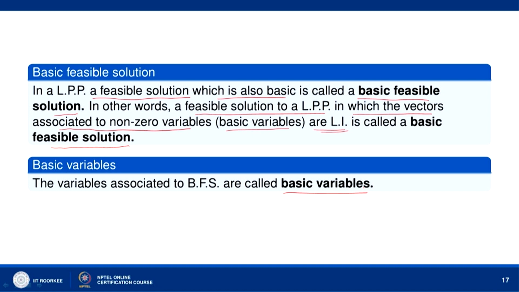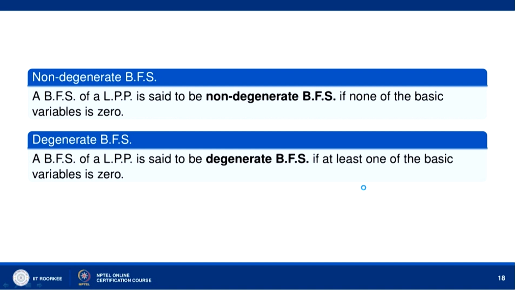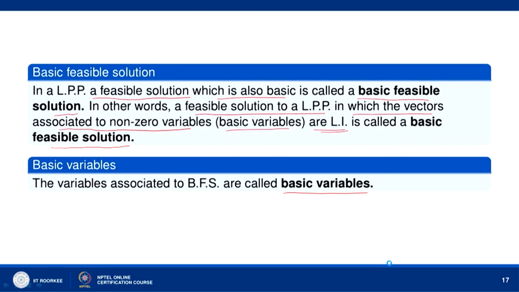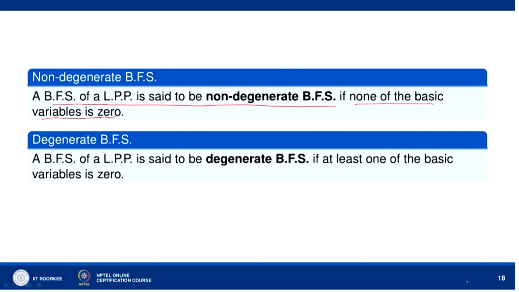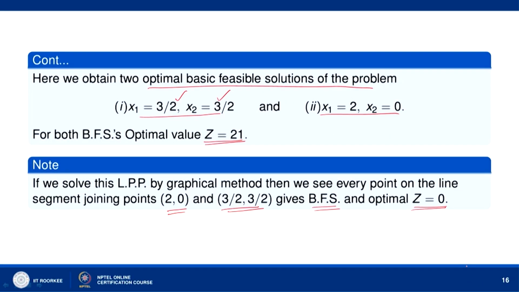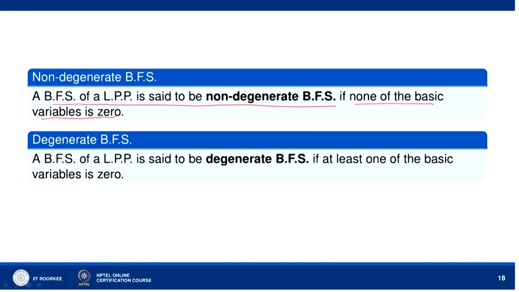Now, a basic feasible solution of a linear programming problem is said to be non-degenerate if none of the basic variables is 0. Here you can see this basic feasible solution, here the basic variables x1 and x2 are both non-zero. So, it is a non-degenerate basic feasible solution, while in this one here, x2 is 0. So, it is not a non-degenerate basic feasible solution.